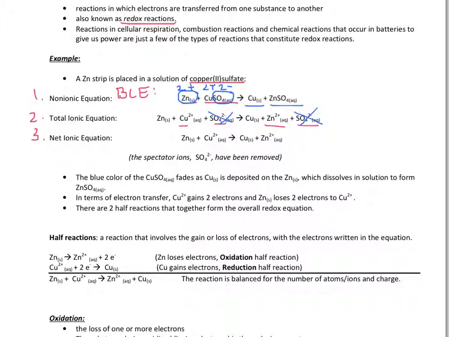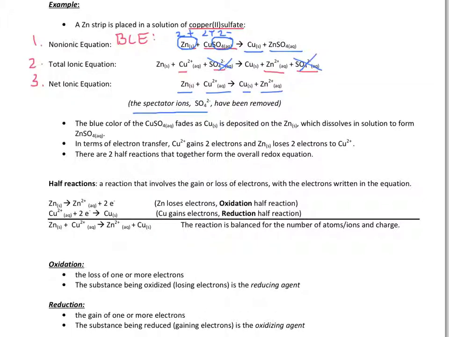When everything's been crossed out, you can write down what you haven't crossed out as the net ionic equation. Zn solid plus Cu2 positive aqueous goes to Cu solid and Zn2 positive. And what you've crossed out, SO4 2 negative, remember, is called a spectator ion. From the net ionic equation, which I'll write here so we'll remember, Zn solid plus Cu2 positive aqueous goes to Cu solid plus Zn2 positive.